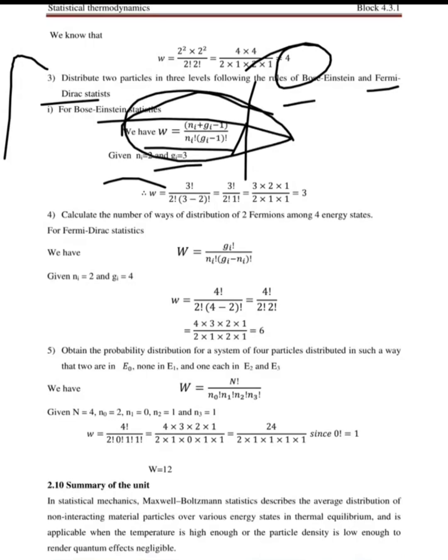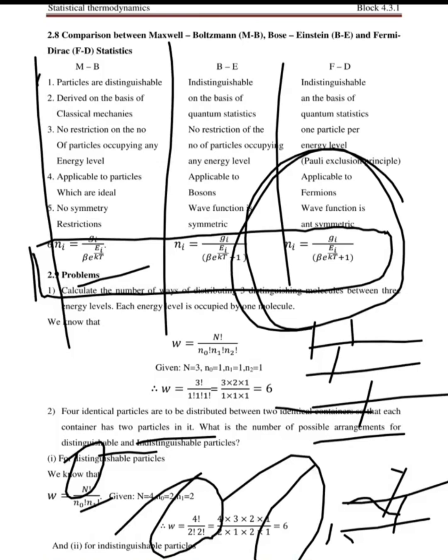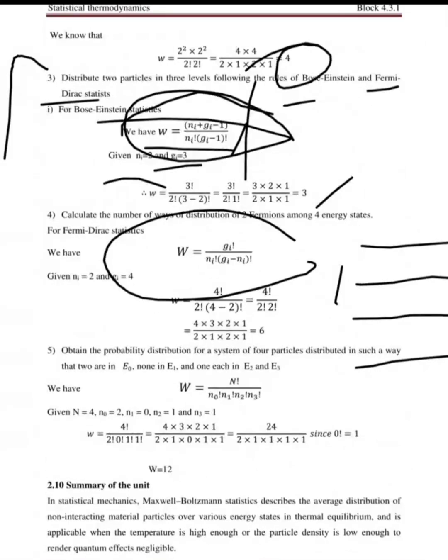This one we are going to substitute the values in that formula. The value is 3. So calculating the number of ways for distribution of two fermions among four energy states. So here we are having only two ions. It should be distributed in the four energy states. So here we have the formula W is equal to Gi factorial, that is the formula here for Fermi-Dirac statistics. That one we are taking here, and Ni is equal to 2 we are going to substitute, and Gi is equal to 4, we'll get the result if you substitute that.